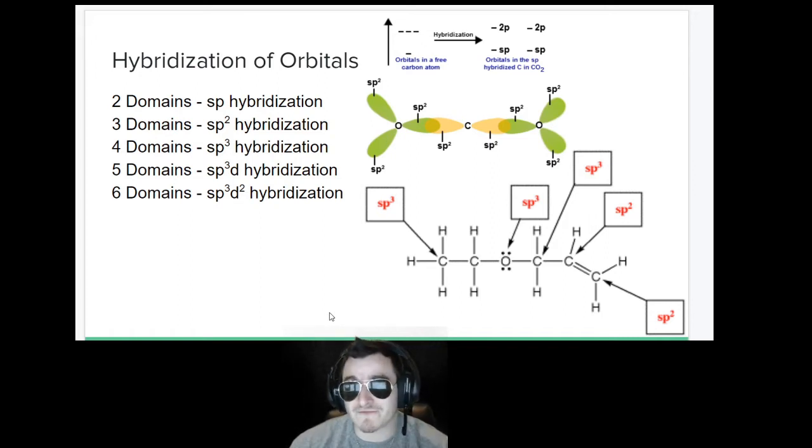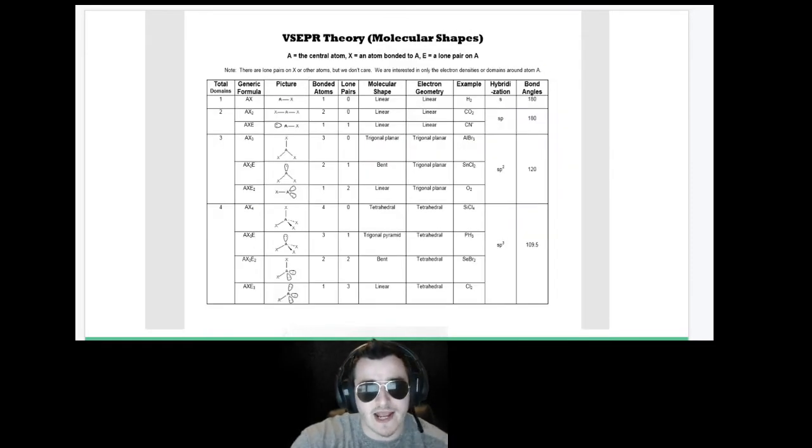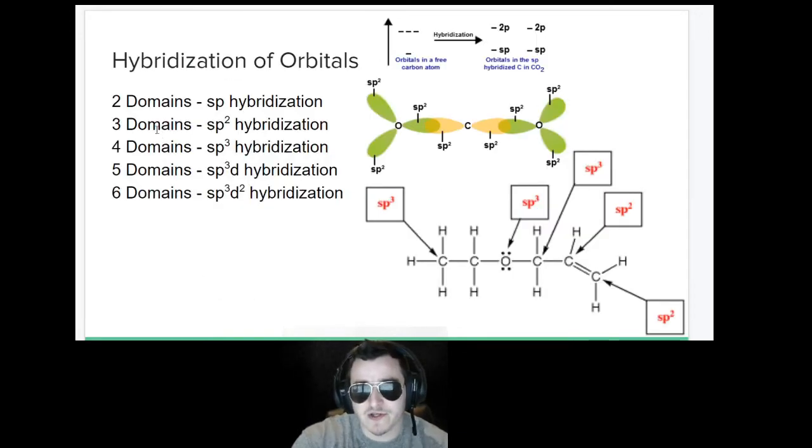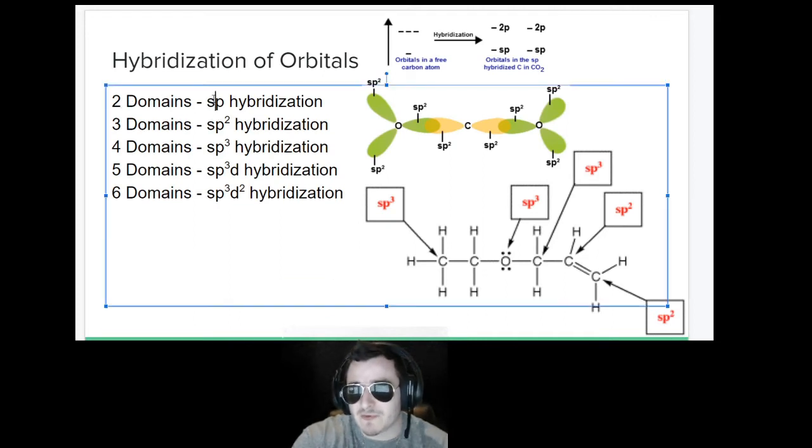Well, different combinations result in different hybridization of orbitals. But it's actually very, very simple math here. Because in our VSEPR chart, we only go as high as 6 domains, right? Our hybridization is only going to add up to 6. So notice, if I've got 2 domains on the central atom, well, remember, we're not going to fill up the next sublevel until the one before is filled.